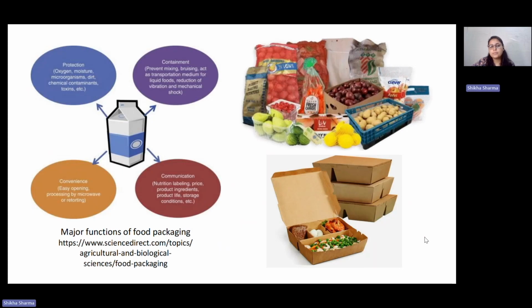The packaging function is basically to contain the product. It prevents mixing or bruising during transportation, and it reduces the vibration and mechanical shock to the food product. Its other main function is to protect. It protects the food product from chemical or microbial contamination, and also from oxygen, moisture and dirt.